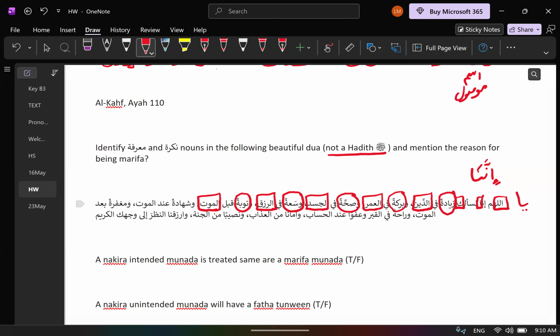So qabla is a zarf, right? So zarf mudaf ilayhi. So zarf are nouns, right? Yes. All the zarfs. So a noun has to be either marifa or nakira. So it is marifa, because the mudaf ilayhi, al-maut, is marifa. So qabla is also marifa. Yeah. So many of you missed that part.